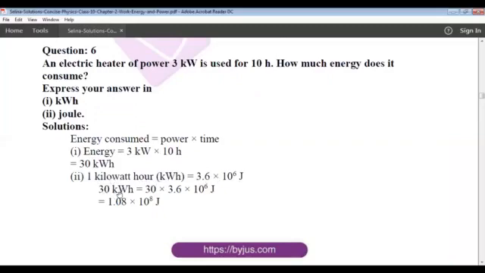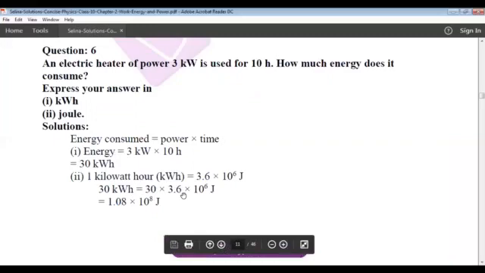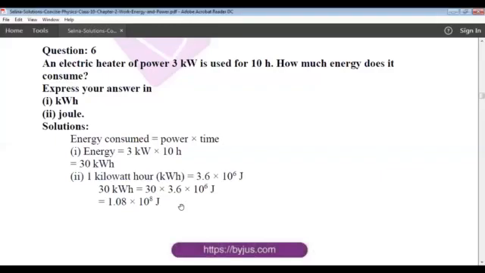So 30 kilowatt hour is equal to how many joules? So here what we need to do, we need to do the cross multiplication, and finally we will get the answer as 1.08 into 10 raised to 8 joules.